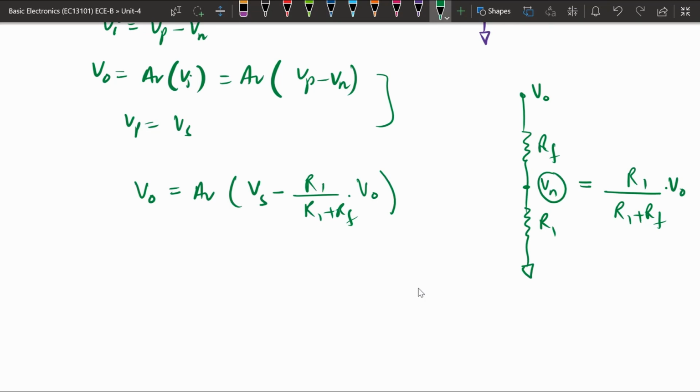Okay, so this we have got. From there we will be separating V output and Vs. So V output minus this V output term we will be taking here that way. So it will be AV R1 V0 R1 plus Rf is equal to AV into Vs. This we have taken that way.